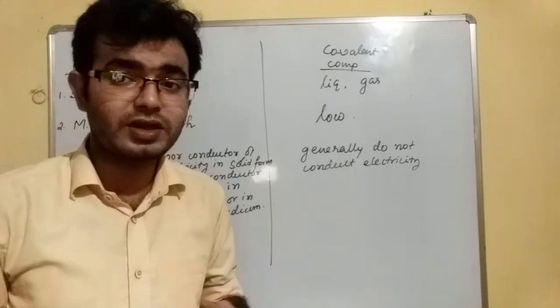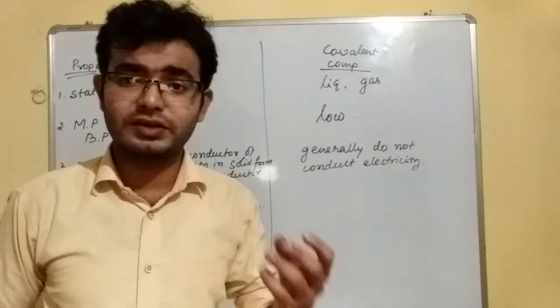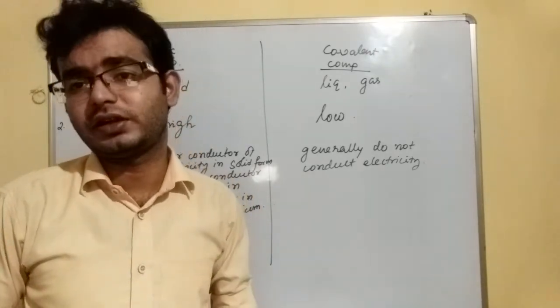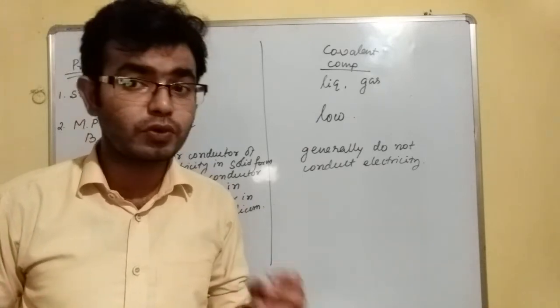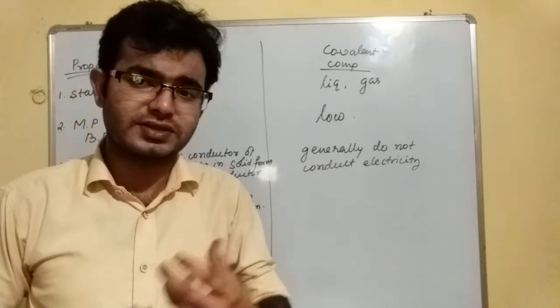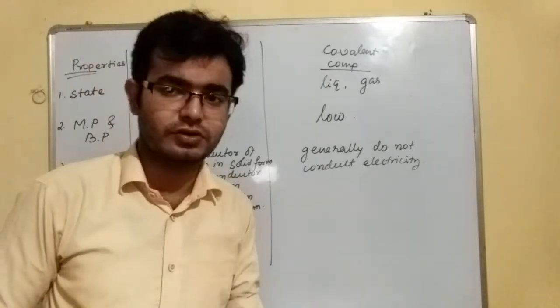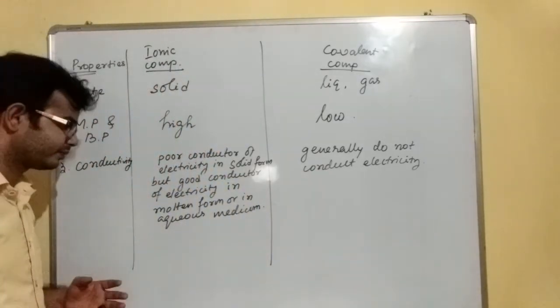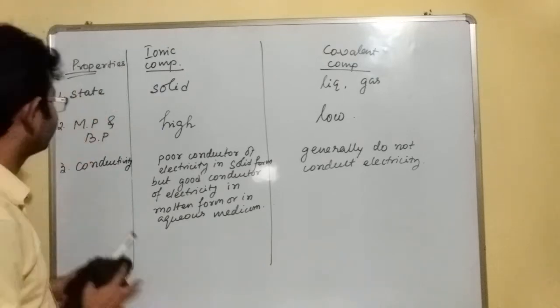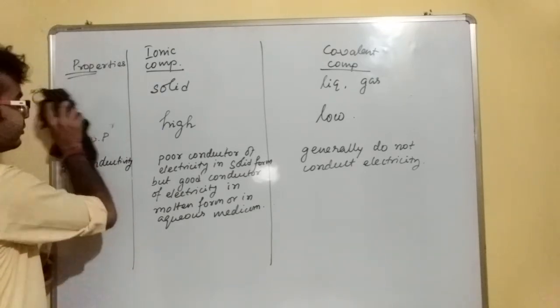So why am I writing generally? There are some covalent compounds that can conduct electricity. These covalent compounds are polar covalent compounds. And what is the meaning of polar covalent compounds? We'll discuss it in the next chapter, not in this chapter. Okay. Now the last one, that is the fourth point.